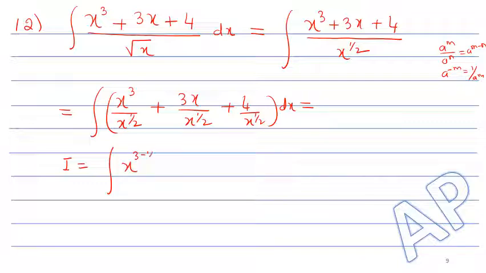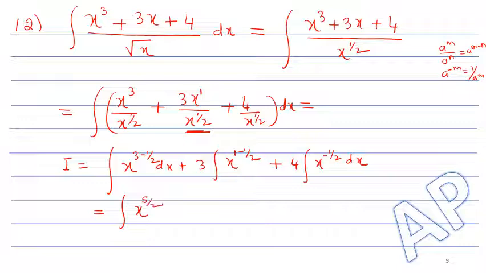So the required integral is equal to integral x to the power of 3 minus 1 by 2 dx plus 3 into integral x to the power of 1 minus 1 by 2. Here the power is 1. 3 x to the power of 1 by x to the power of half means 3 into x to the power of 1 minus 1 by 2, plus 4 into integral x to the power of minus 1 by 2 dx. So now this can be written as integral x to the power of 5 by 2. Taking the LCM, 3 minus 1 by 2 is 6 minus 1, 5 by 2, dx, plus 3 into x to the power of 1 by 2 dx plus 4 into x to the power of minus 1 by 2 dx.